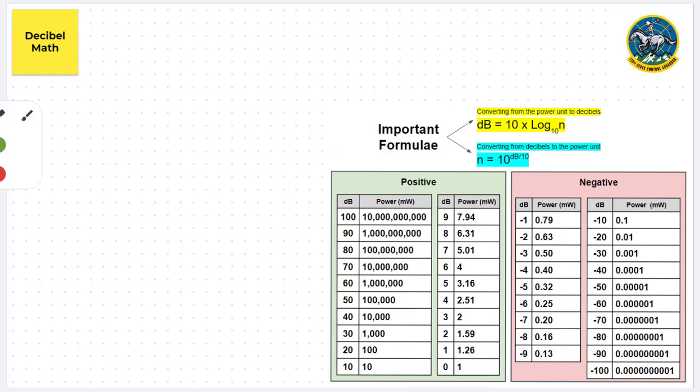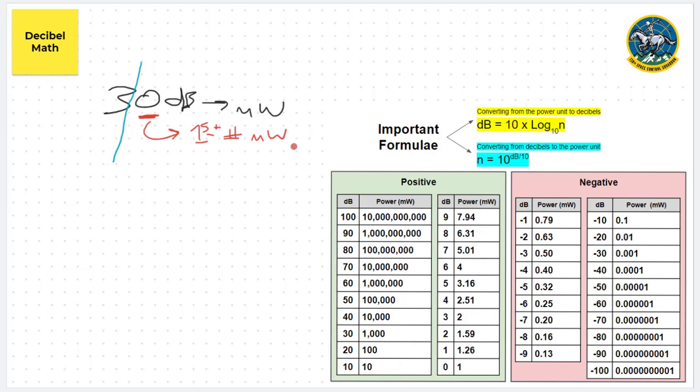So let's do an example here. I'm going to start out, and we're going to convert 30 dB into milliwatts. The first thing I'm going to do is split my number. The reason I split my number is because the last number to the right of our decibel is going to be the first number of our milliwatt conversion.